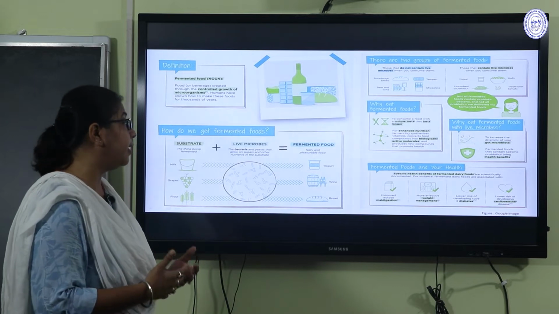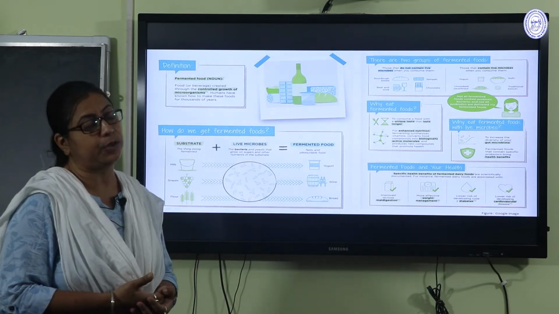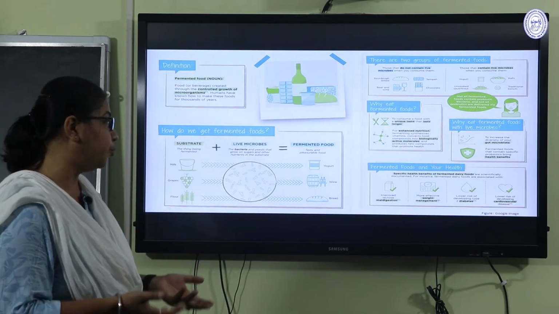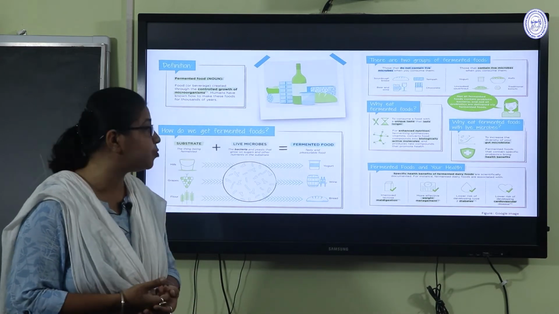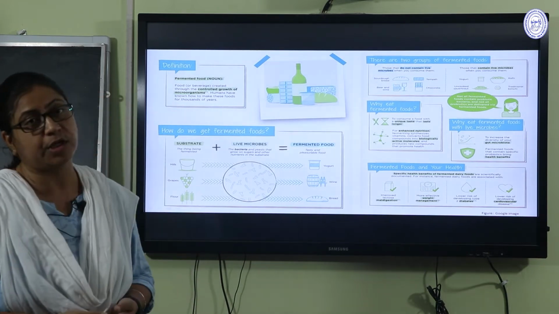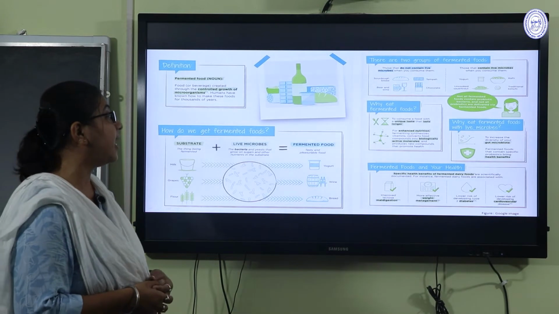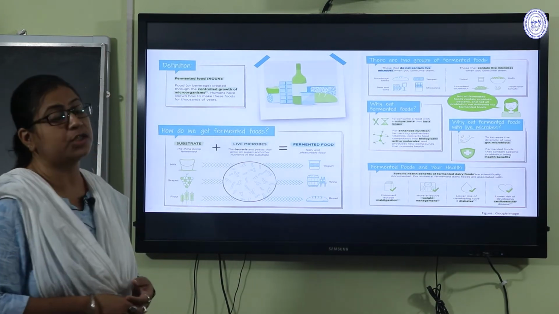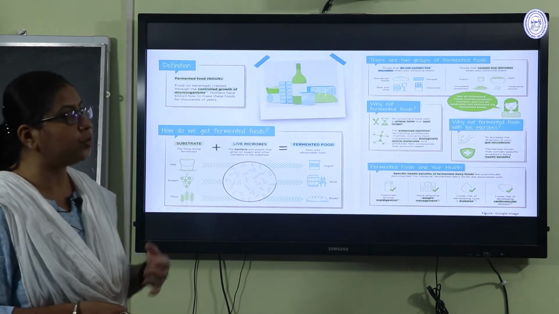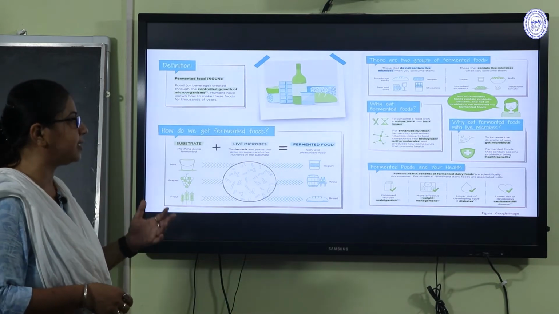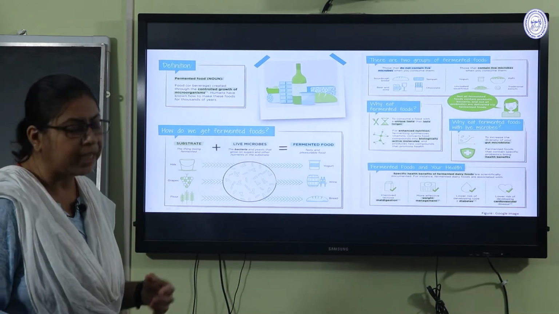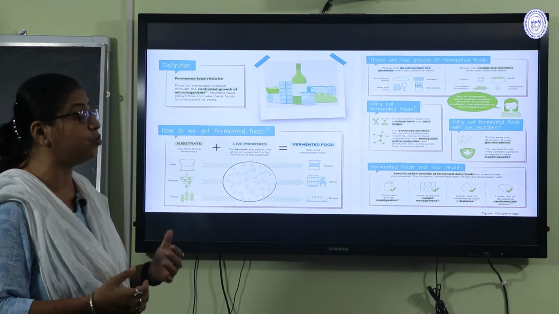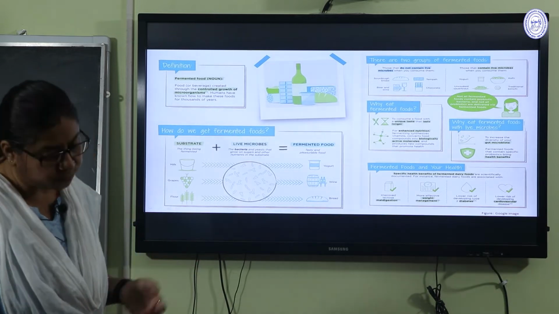They improve lactose maldigestion, they improve weight management, they lower the risk of developing type 2 diabetes, and they also lower the chance of cardiovascular diseases. So these are some of the facts that deal with fermented foods and the health benefits that we procure from them as well.